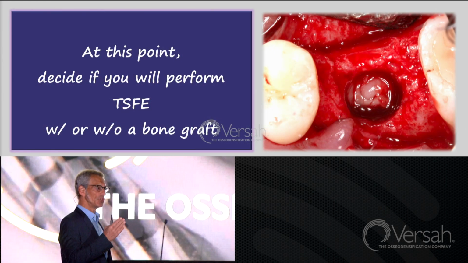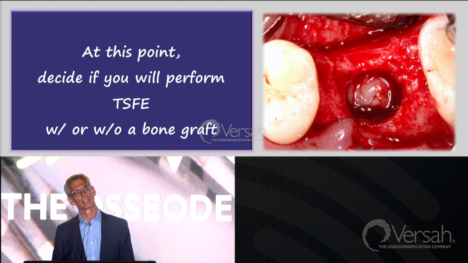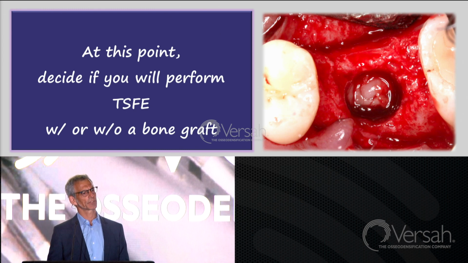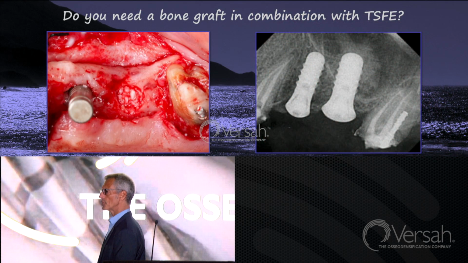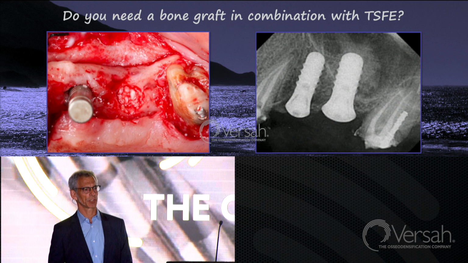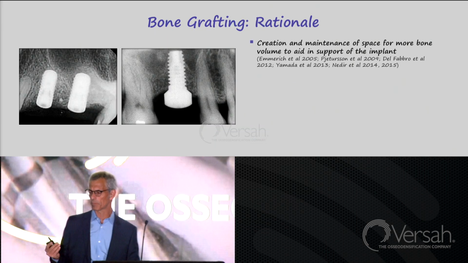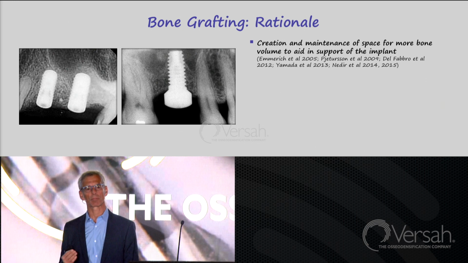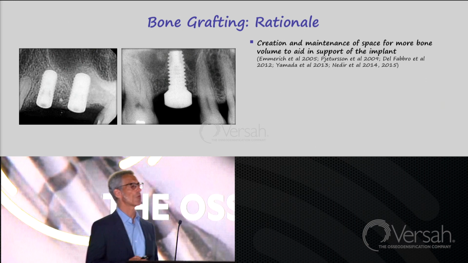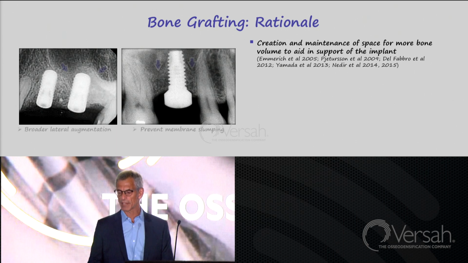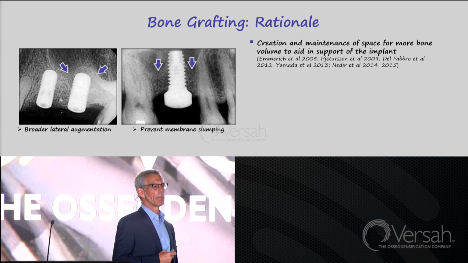And at this point, you must make the decision, do you need to include a graft in your transalveolar lift? So do you need a bone graft with these procedures? Well, let's discuss the rationale first. Simple. Creation and maintenance of more space for bone at the apical portion of the implant to aid in support, to give you broader lateral augmentation, to prevent membrane slumping.